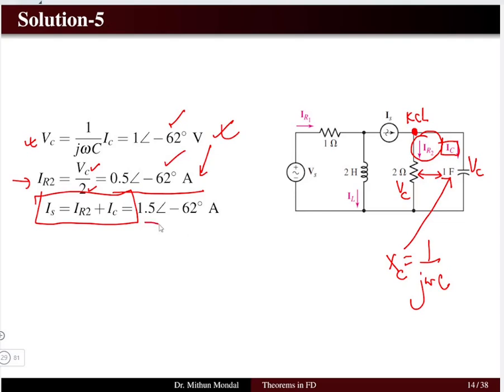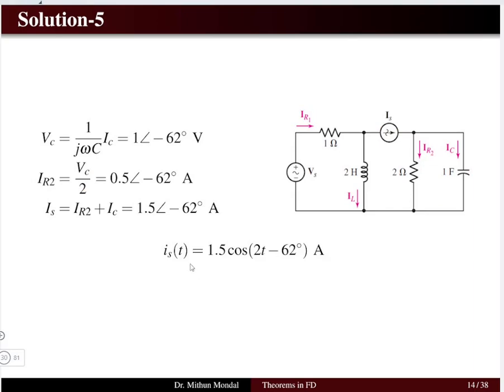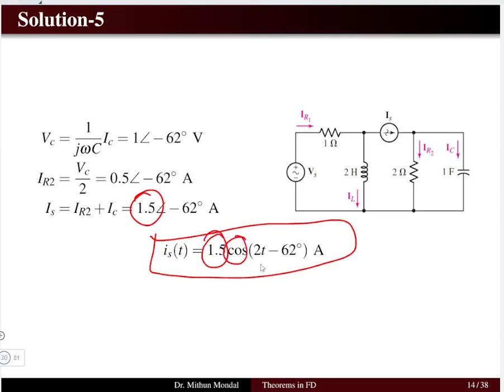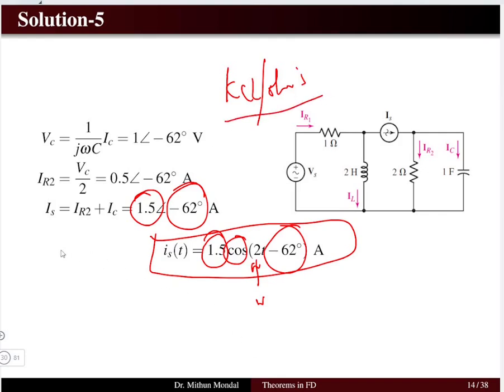So we have 1.5 angle minus 62 as the source current which we have computed. Now this source current can be written in the time domain form with 1.5 as the maximum magnitude. We have a cosine function, omega is equal to 2 and the angle is minus 62 degrees. So this problem is solved using the principle of KCL and basic Ohm's law. This type of problem usually appears in MCQ type questions.